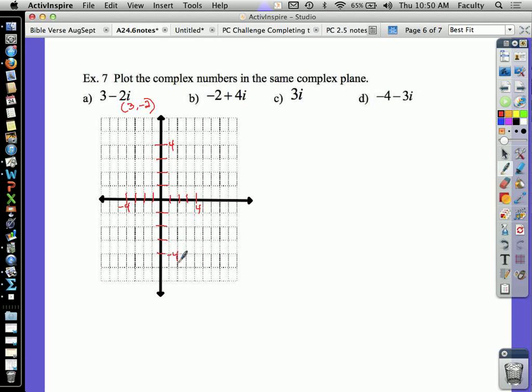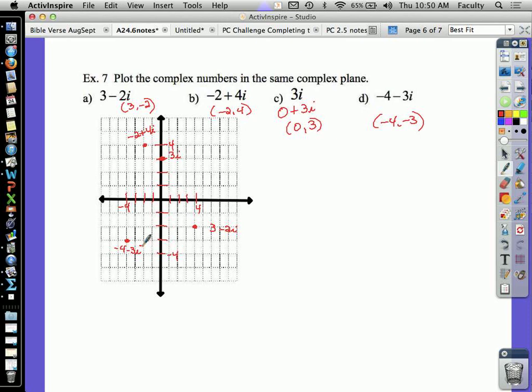So for part A, you're going to really plot 3, -2, but we label it 3 minus 2i. Now what about on C? Is that 3, 0? It's just 0. So remember, this is like 0 plus 3i, so it's 0, 3. Okay, there's your 3i. And then this one's -4, -3. So I go left 4, down 3.